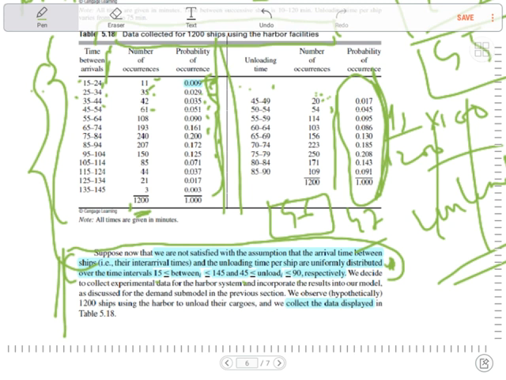We decide to collect experimental data, that means a data set from the original scenario for the harbor system, and incorporate the results, that means include the results into our model. As discussed before, for the unfair coin or unfair die, we observe hypothetically 1200 ships using the harbor to unload the cargoes, and we collect the data displayed in Table 5.1. That means we are taking help of this data set.